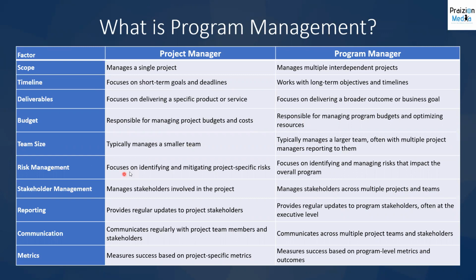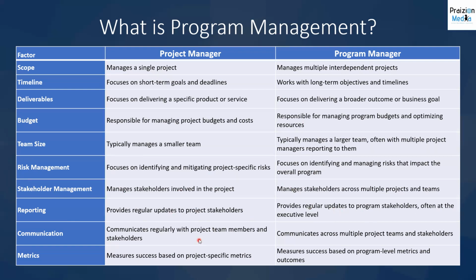When it comes to risk, the project manager focuses on project risks. When it comes to programs, the program manager needs to focus on high-level overall program risks. For stakeholder management, the project manager manages the engagement of stakeholders on the project. The program manager manages the engagement of stakeholders across multiple projects and teams. When it comes to reporting, the project manager provides regular updates to project stakeholders. The program manager provides regular updates to program stakeholders.